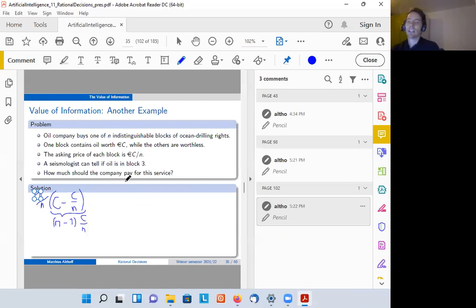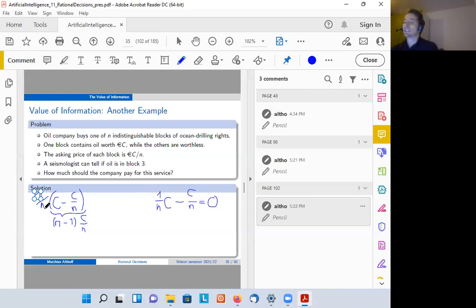So somebody wrote 1/n times C. So that's the expected value you get. You have a 1/n chance that you get the oil worth C, but then you always have to subtract the cost for the drilling rights, which is also C/n. So on average, if you don't use a seismologist, you make no money. So this is not a really good deal.